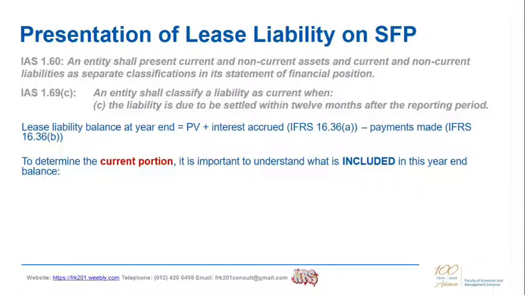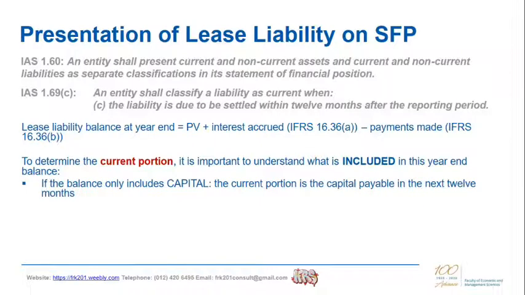To determine the current portion of this balance at year end, it is important to understand what is included in this year-end balance. If your year-end balance only includes capital, the current portion is the capital payable in the next 12 months. Your balance will only include capital if there was no interest accrued. So the final lease payment for your financial reporting period would therefore have been paid at year end.